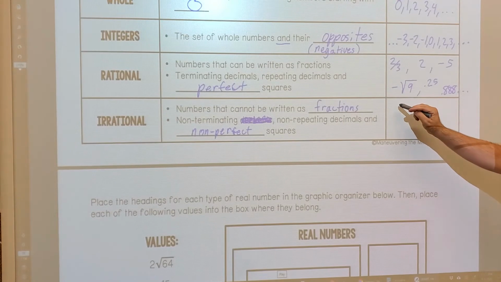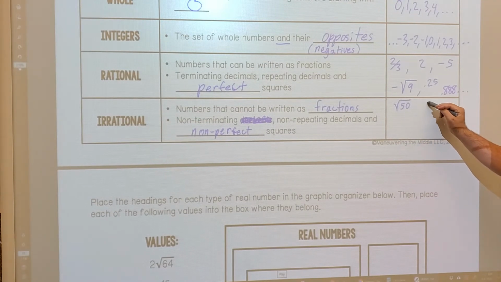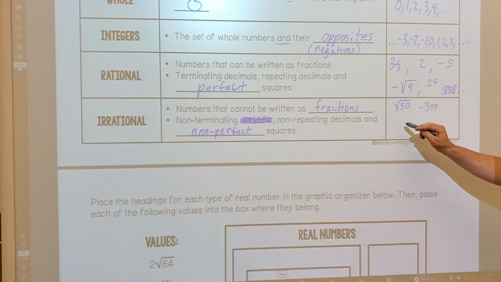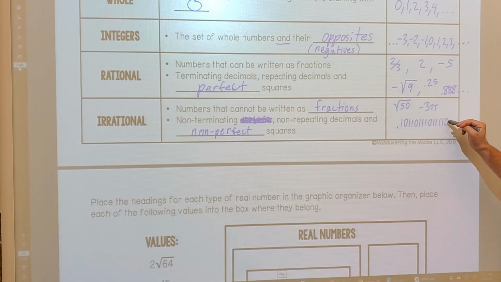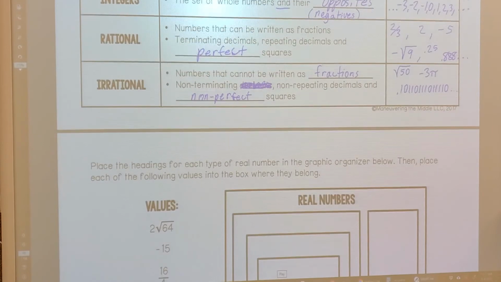I probably should write square root of 50, 3 times pi. Let's make it negative, doesn't matter. 0.10110111101110, etc. It's just kind of a fun number to come up with. The pattern that is not a repeating pattern.